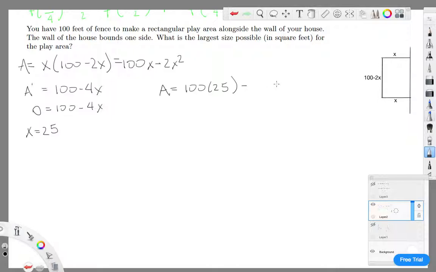minus 2 times 25 squared. 100 times 25 is 2500. 25 squared is 625, times 2 is 1250. And here's our answer. 2500 minus 1250 is 1250, and then don't forget our units, square feet.